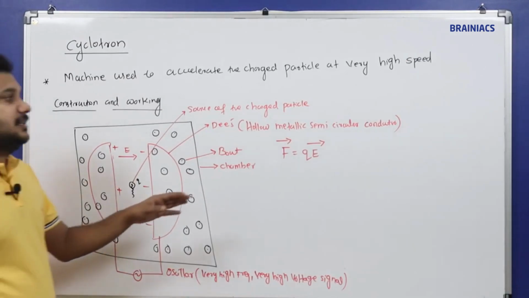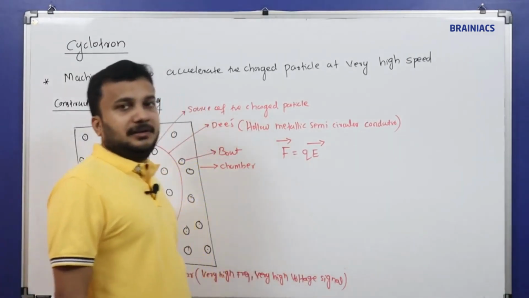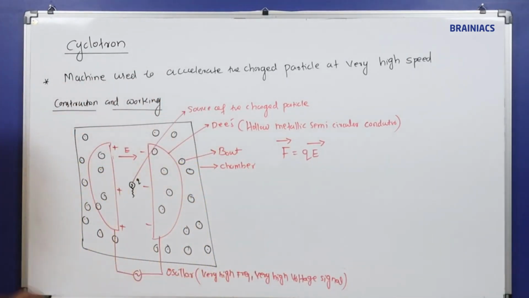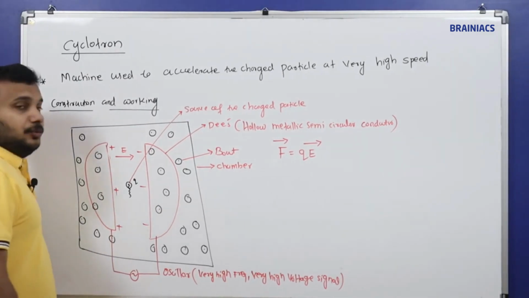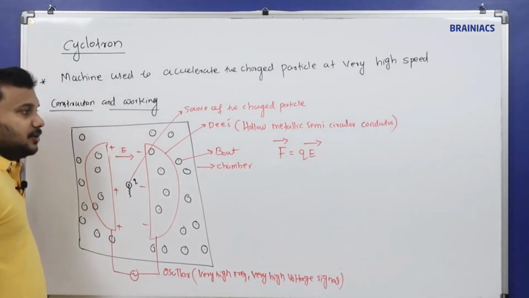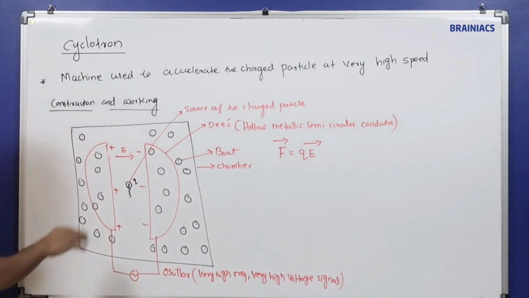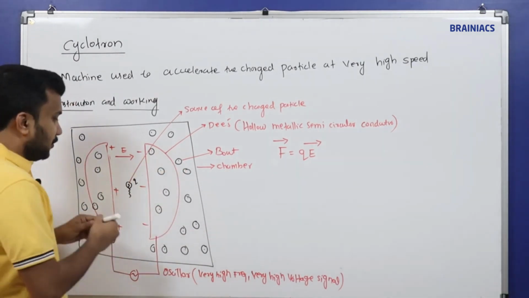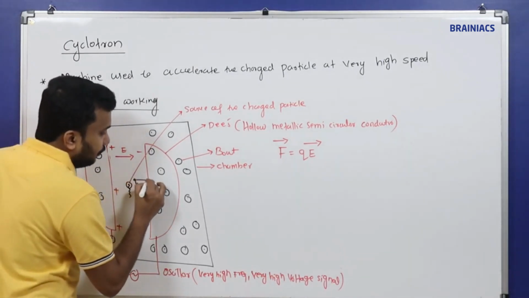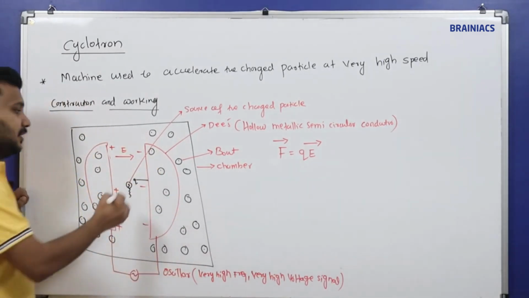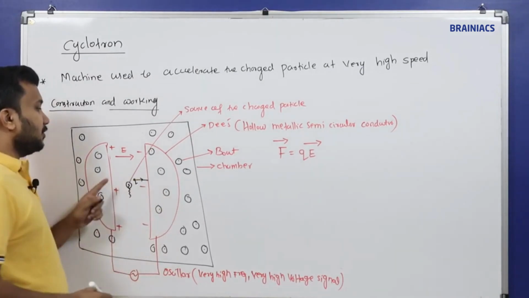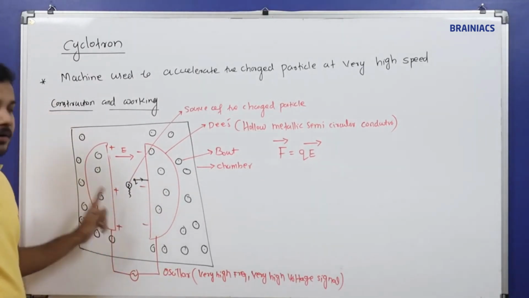So F is equal to QE: force is proportional to the electric field. The direction of force is the same as the direction of the electric field, which means a force will act like this. So the charged particles will move towards the D's. It will accelerate, because here there is no magnetic field, only electric field.